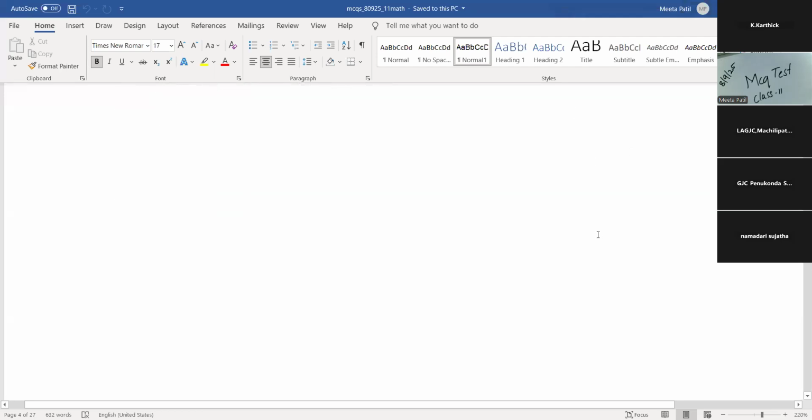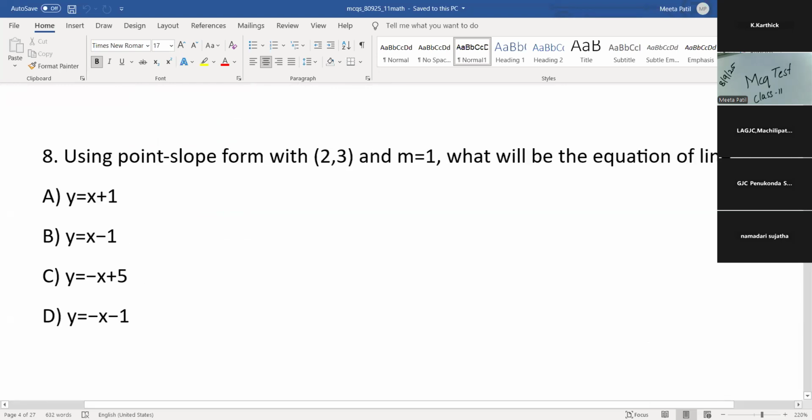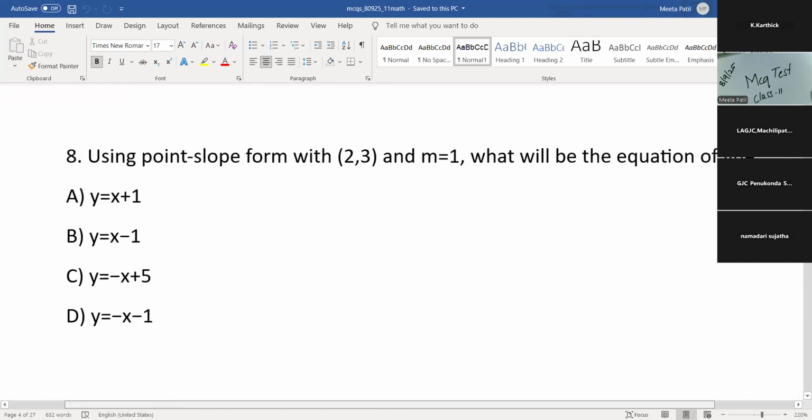So again, you will have the eighth question. Using a point slope form with 2 comma 3 and m is equal to 1, what will be the equation of the line? Here you have the options. Option A, y is equal to x plus 1, option B, y is equal to x minus 1, option C, y is equal to minus x plus 5, and option D, y is equal to minus x minus 1.